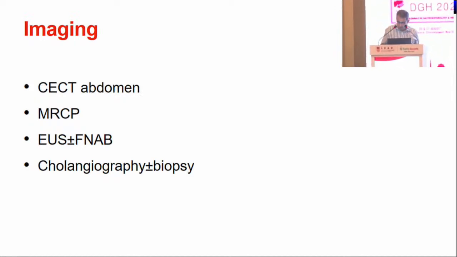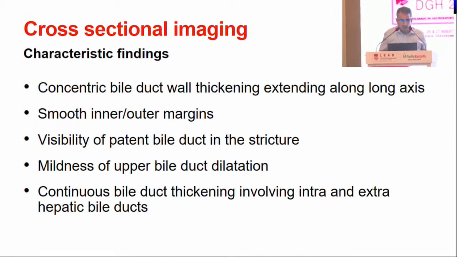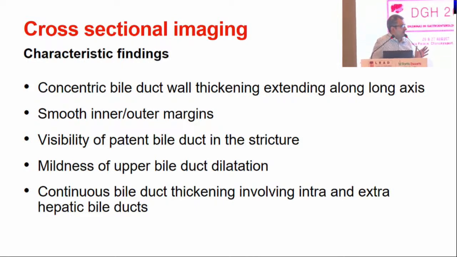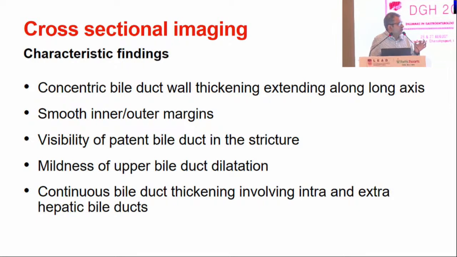Dr. Pallavi, would you like to tell us how a CT would show if you do a CT scan on a patient with a hilar stricture due to IgG4? Are there any characteristic things you are looking at, or would you be able to differentiate IgG4 from cholangiocarcinoma on a plain contrast CT?